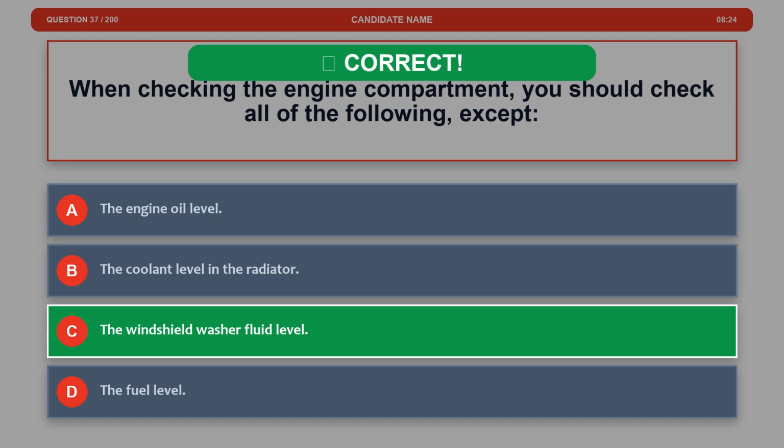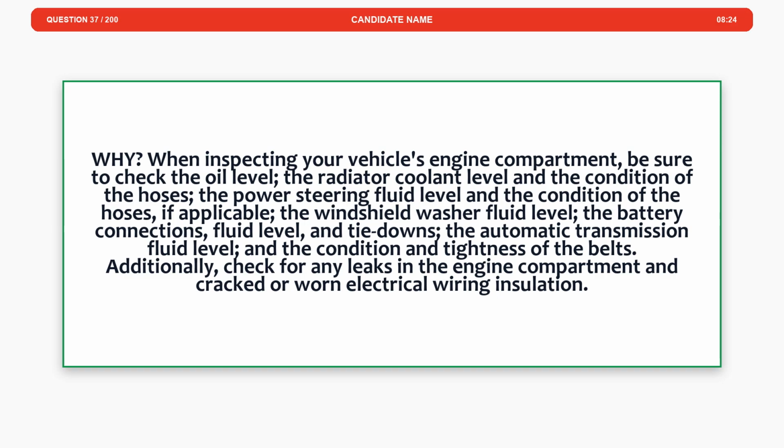The correct answer is option C, the windshield washer fluid level. Explanation. When inspecting your vehicle's engine compartment, be sure to check the oil level, the radiator coolant level, and the condition of the hoses, the power steering fluid level and the condition of the hoses if applicable, the windshield washer fluid level, the battery connections, fluid level and tie downs, the automatic transmission fluid level, and the condition and tightness of the belts. Additionally, check for any leaks in the engine compartment and cracked or worn electrical wiring insulation.